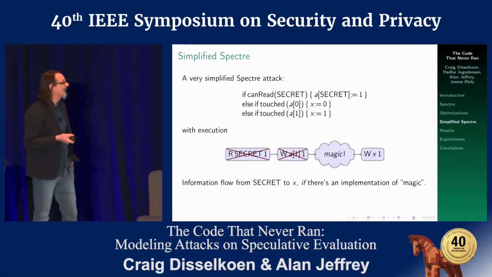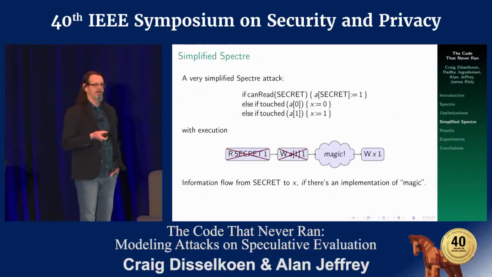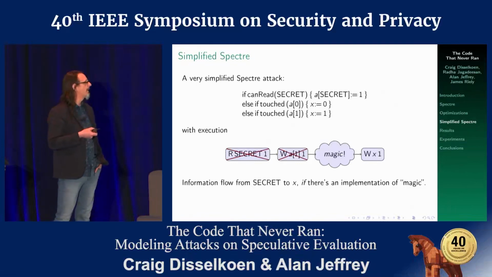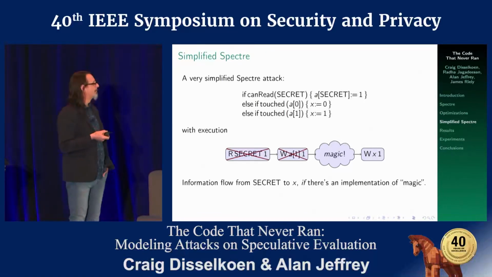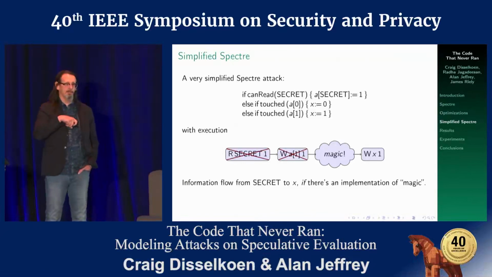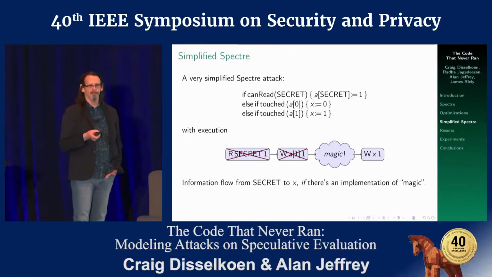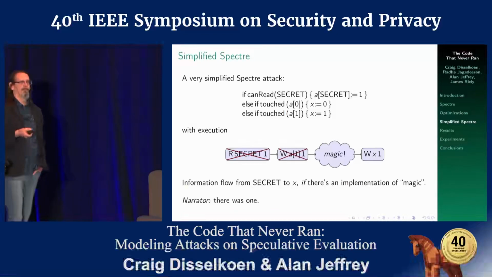So here is your Spectre attack. You look to see if you can read the secret, and if so, you use it as an array offset, and now you look to see whether you've touched that bit of memory. If you've touched it, you set x based on which bit of memory has been touched. That's the execution that allows information to flow from the speculative world into the non-speculative world. So there's an information flow attack there if you can introduce an implementation of the magic there. And oh dear, that's what Spectre did.